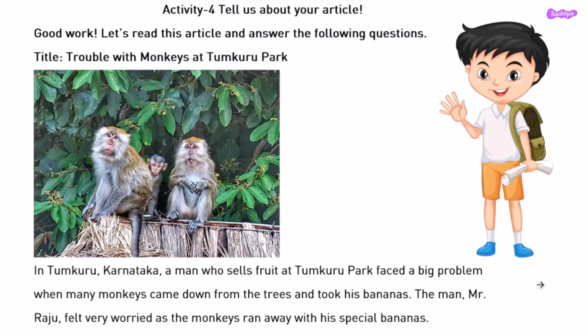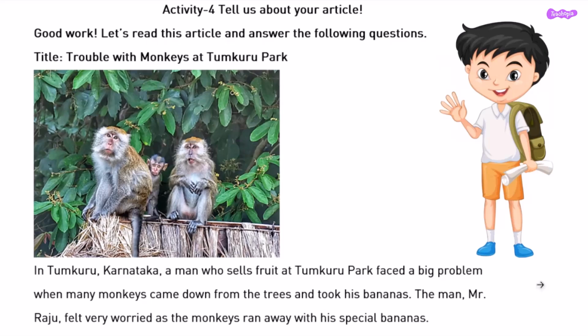They came quickly and helped by making the monkeys go to another part of the park where they would be safe. Because of the fast help from the police and the animal team, Mr. Raju got his bananas back. People should be careful about the monkeys in the park to stop this from happening again.